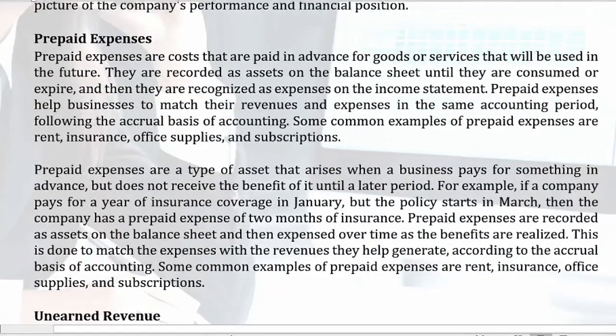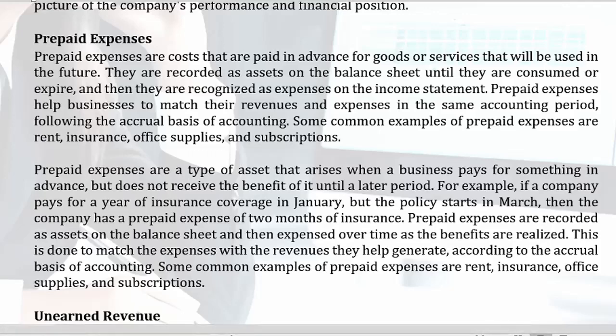Prepaid expenses. Prepaid expenses are costs that are paid in advance for goods or services that will be used in the future. They are recorded as assets on the balance sheet until they are consumed or expire, and then they are recognized as expenses on the income statement. Prepaid expenses help businesses to match their revenues and expenses in the same accounting period, following the accrual basis of accounting. Some common examples of prepaid expenses are rent, insurance, office supplies, and subscriptions.